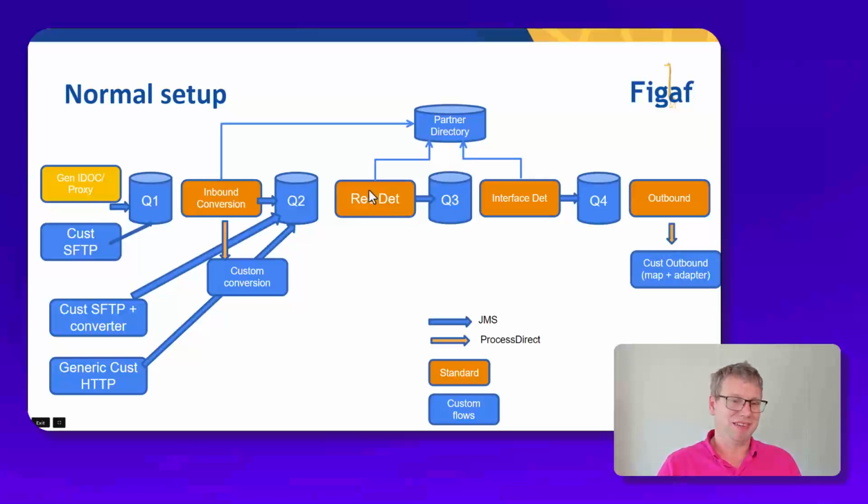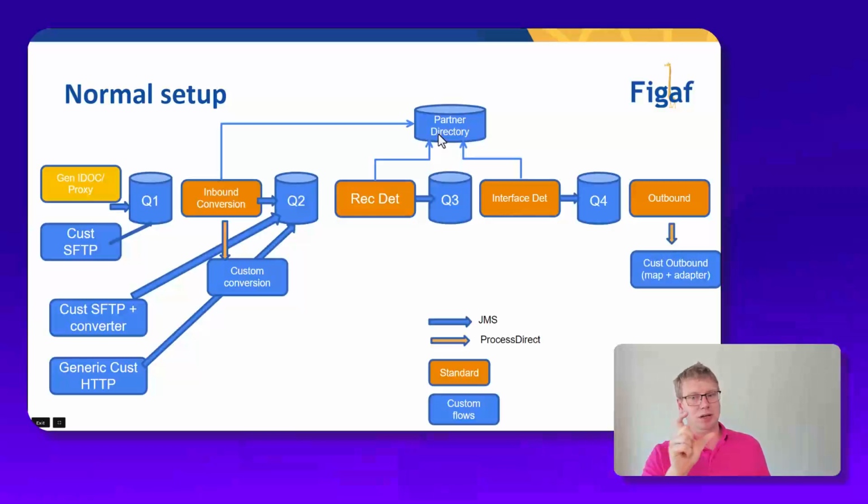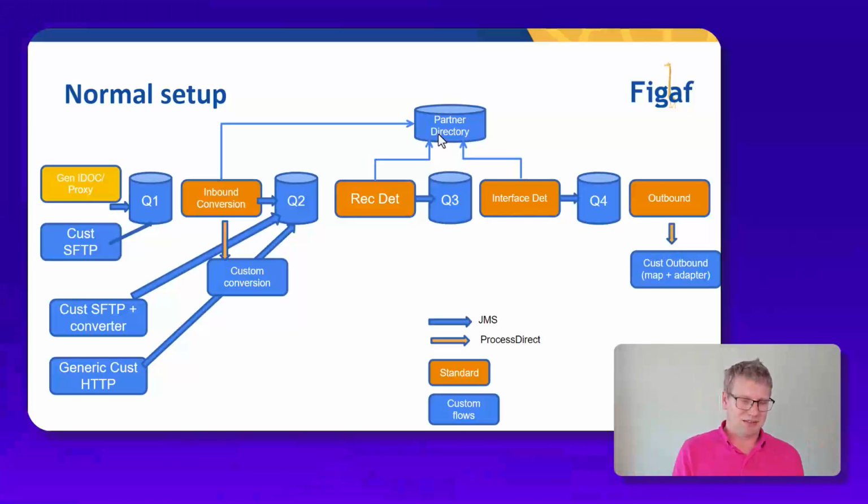So there are, in general, 2 ways of doing this. Either you can use process direct to a receiver determination flow. For now, we normally just support the XSLT part, which is hosted in the partner directory, which makes it really simple because you can just call an entry with a message ID and it is able to execute an XPath or XSLT on top of this, and this makes it a lot easier.